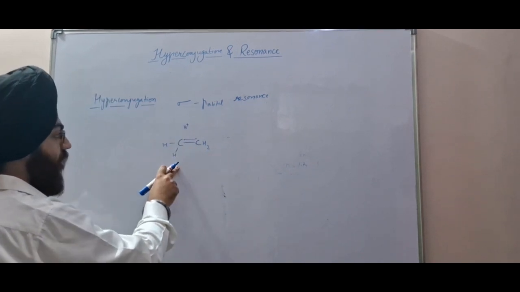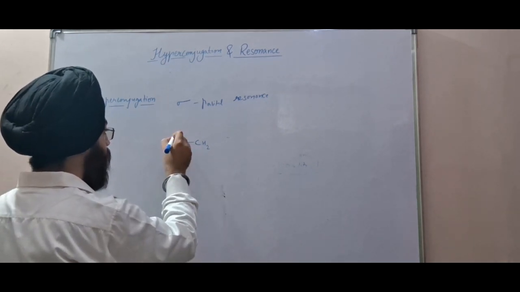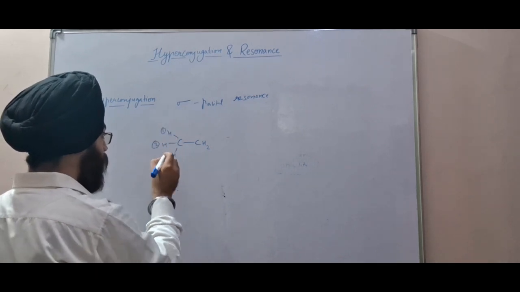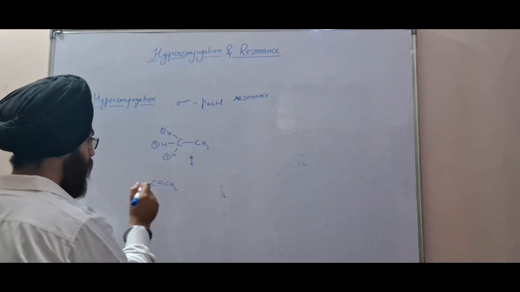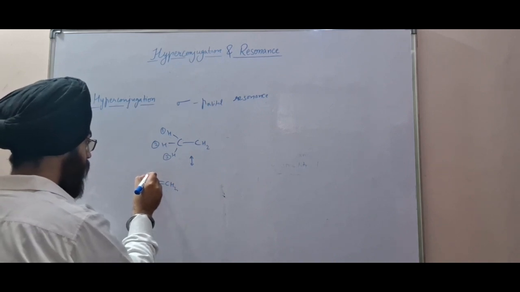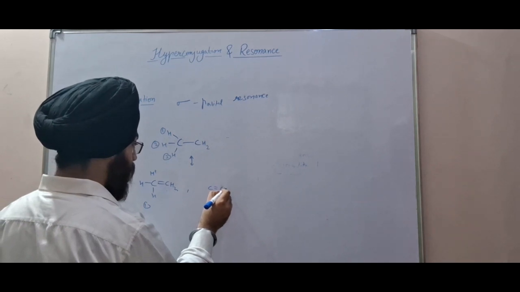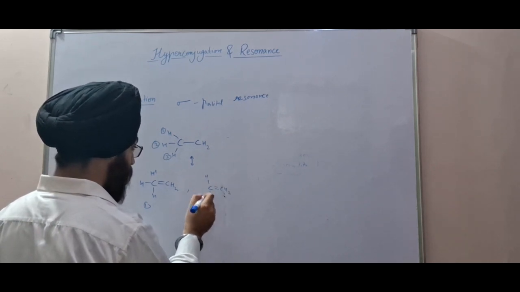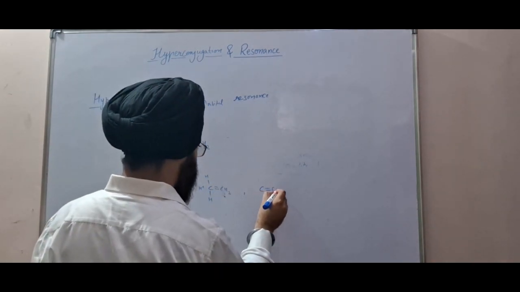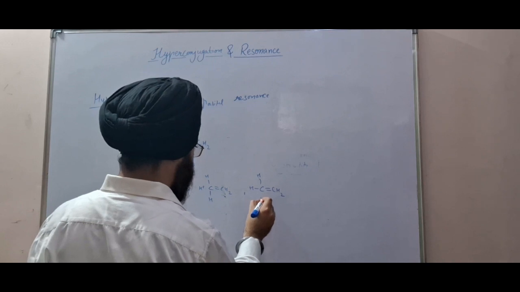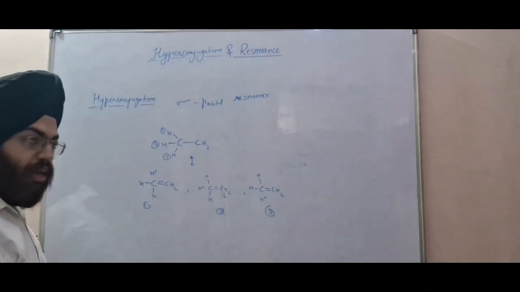Similarly, any of these hydrogens can get cleaved. Let us label them as 1, 2, 3. If we cleave the first, we get H positive. If we cleave the second, we get H positive. Or if we cleave the third hydrogen, we get the H positive. So this hyperconjugation can occur in carbocations.